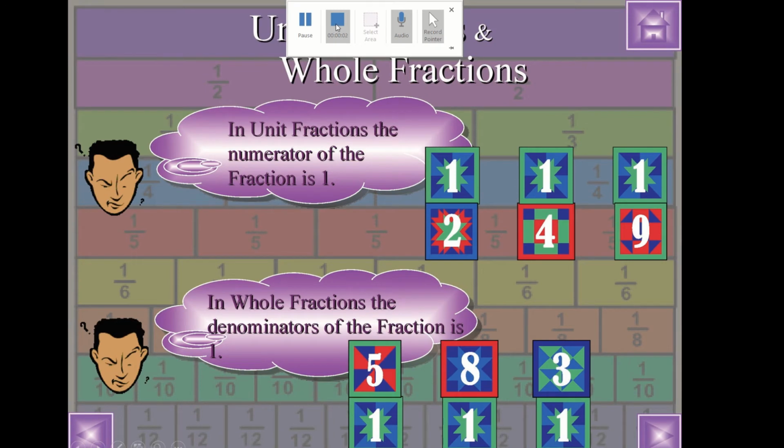Now unit fraction and whole fraction. In unit fraction, the numerator of the fraction is 1 only. Like 1 by 2, 1 by 4, 1 by 9, all numerators are 1. So these fractions are called unit fractions. In whole fraction, the denominator of the fraction is 1 only. Like 5 by 1, 8 by 1, 3 by 1. So these fractions are called whole fractions.